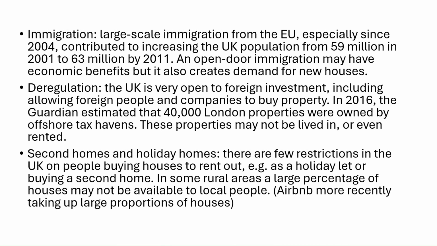On deregulation, since the UK is very open to foreign investment, an estimated 40,000 London properties were owned by offshore tax havens. This means these properties were never lived in or rented, not even used. People were trying to avoid taxes by buying London properties and not using them at all, which takes up a lot of London housing, leaving less housing for regeneration projects. It's the same idea for second homes, holiday homes and Airbnb housing that is rented out. That means there's less on the housing market for people.